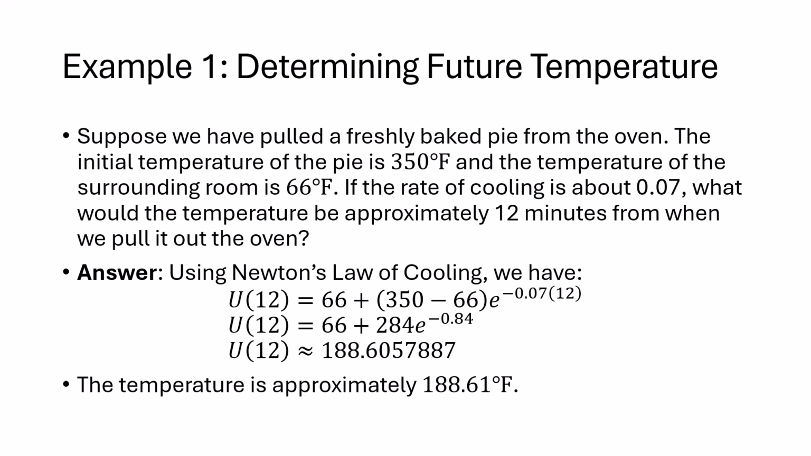So here we're looking for a future temperature, so we're going to use Newton's law of cooling in the future temperature format. We want to know the temperature 12 minutes from when we pull it out of the oven. So U of 12 is going to be equal to 66 plus 350 minus 66, that quantity, times e to the negative 0.07 times 12. We go ahead and do the arithmetic, and we get about 188.61 degrees Fahrenheit. So it's still a little too hot to eat after 12 minutes, but the temperature is cooling.